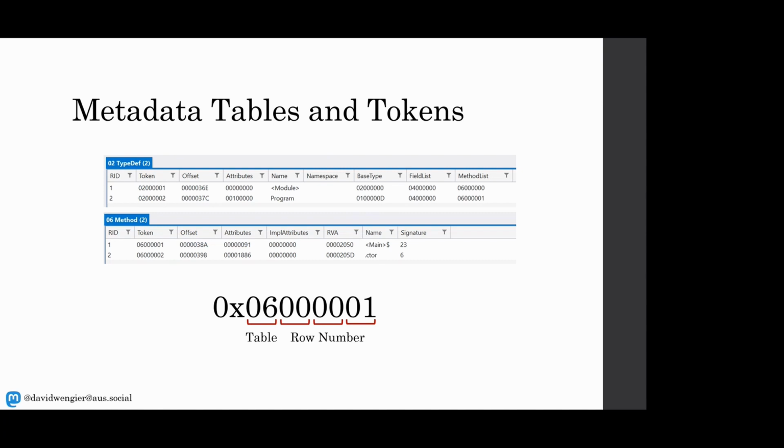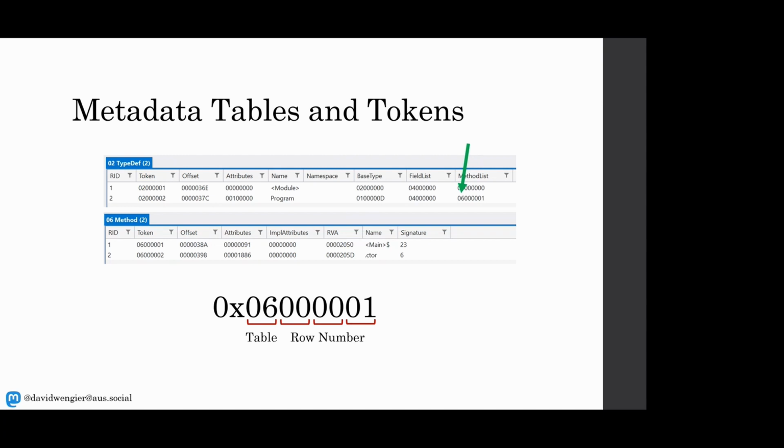So let me explain what I mean here. This method list, you can see it starts with 06, right? As I said, that tells you what table it's coming from. The method list example doesn't really matter, right? It doesn't make sense. The field is called method list. Obviously, it's going to come from method.